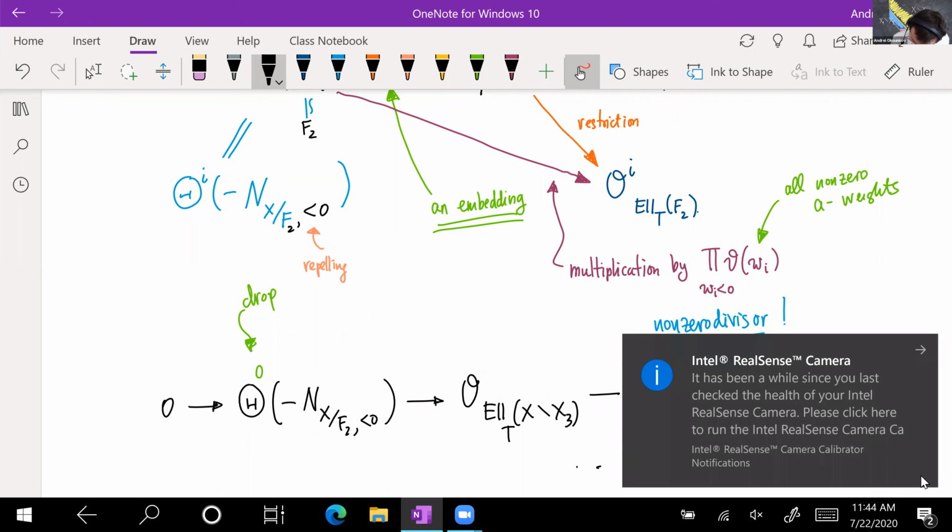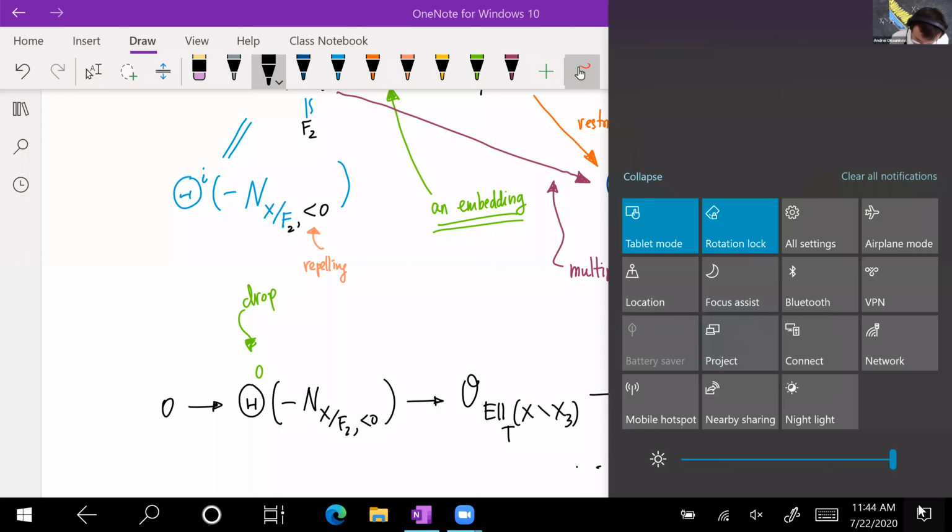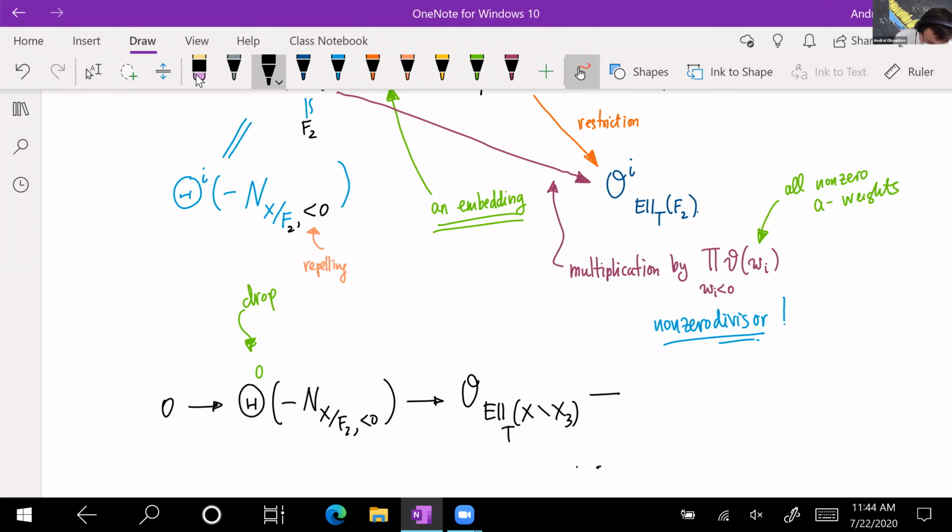Is there a way to remove that? I apologize. This is Windows. Okay, cool. So this goes to that.